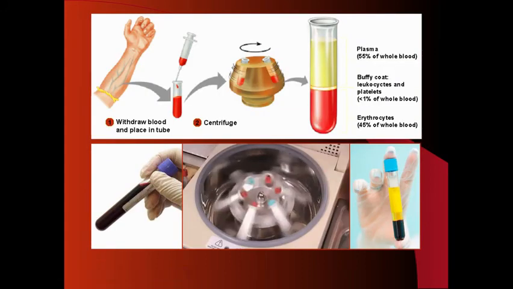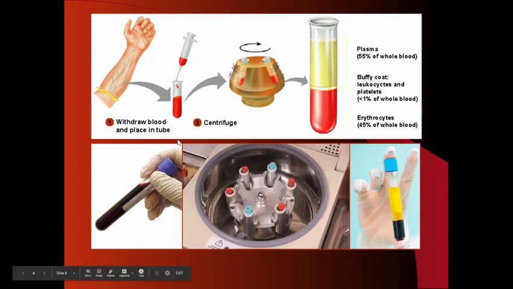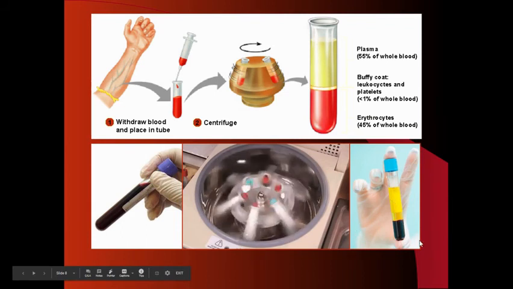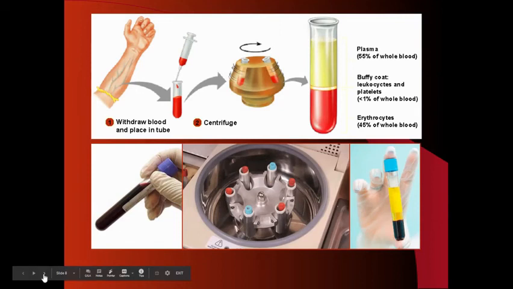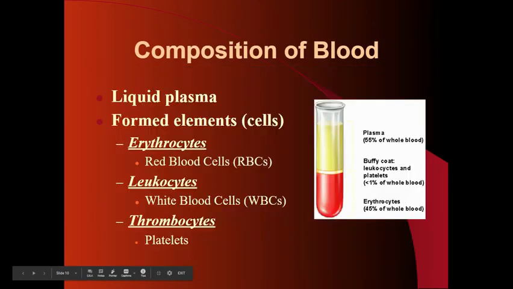So once you centrifuge the blood, it goes from looking like a typical blood sample to actually being separated into the various components. So we can call, in general, the two parts of blood are liquid plasma and our formed elements or the cells. There are three different types of formed elements or cell components. Those would be the erythrocytes or the red blood cells, the leukocytes or the white blood cells, and the thrombocytes or the platelets.